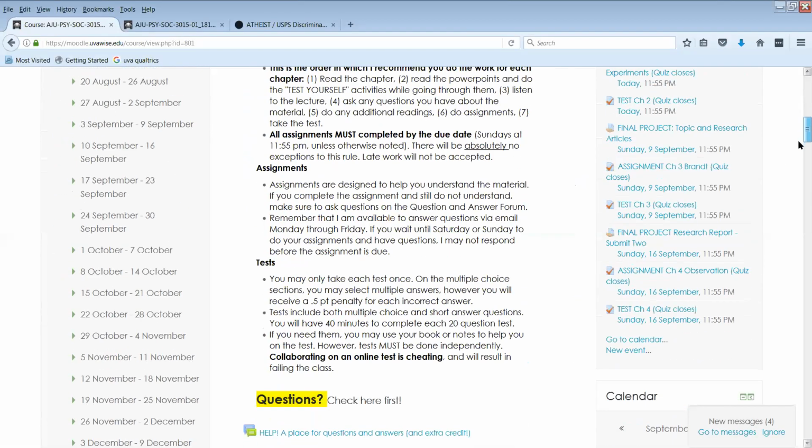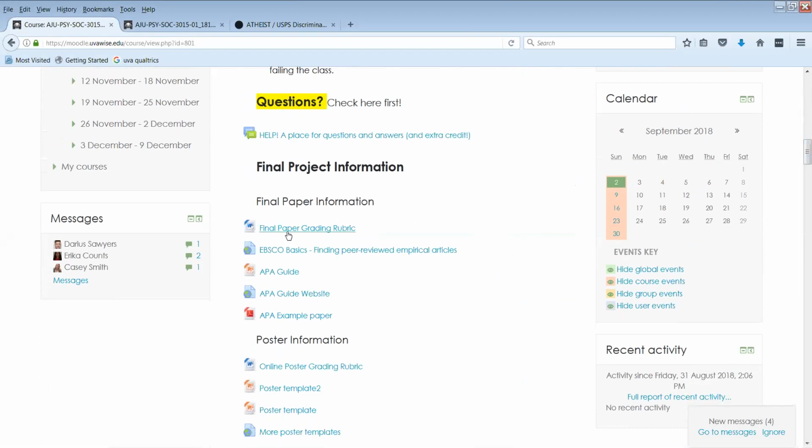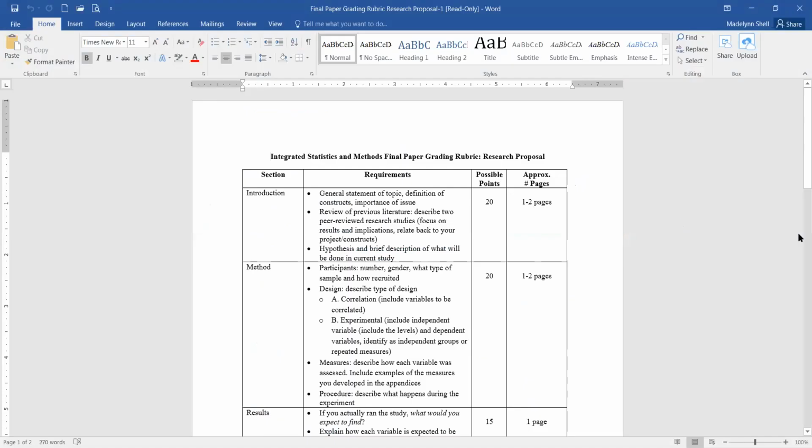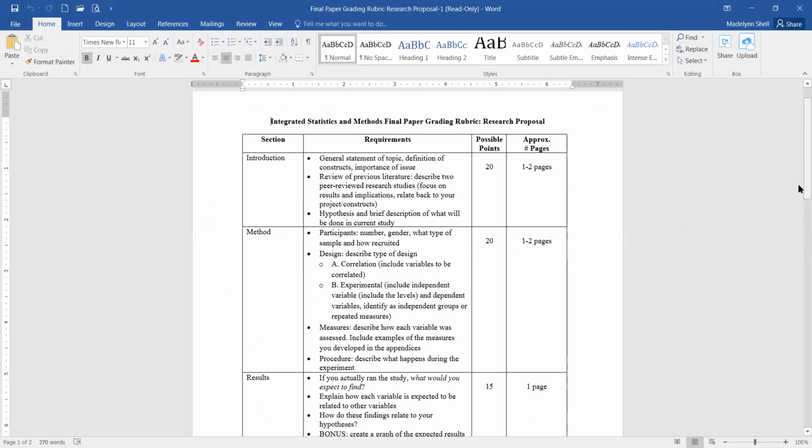Another thing you'll want to look at, if we go back to our Moodle page, is under the final project information section. This final paper grading rubric looks like this. This is how I'll grade your final paper. And so this will give you details about what I expect in each section. We're not at this point yet, but this is kind of overall what your final product will look like. So it's important to be looking that over as we get through each section.